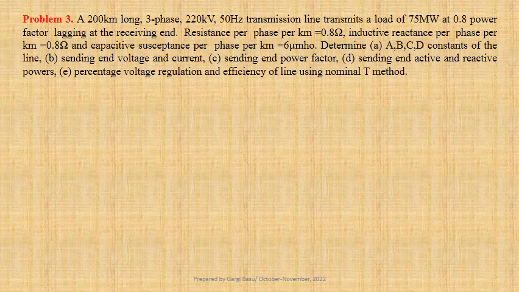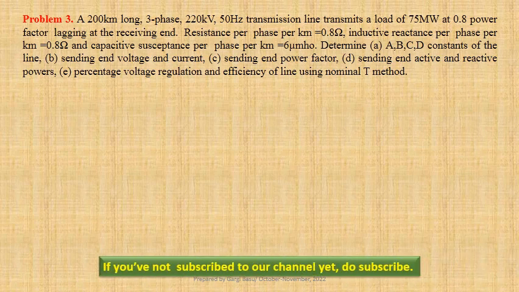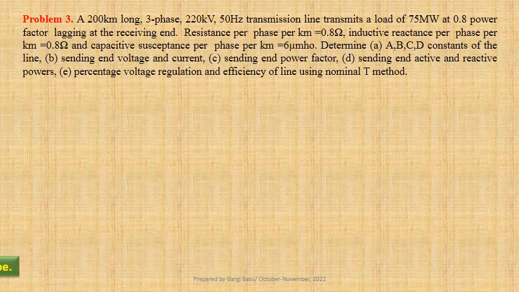A 200 km long three-phase 220 kV 50 Hz transmission line transmits a load of 75 megawatts at 0.8 power factor lagging at the receiving end. Resistance per phase per kilometer equals 0.8 ohm. Inductive reactance per phase per kilometer equals 0.8 ohm and capacitive susceptance per phase per kilometer equals 6 micromho.